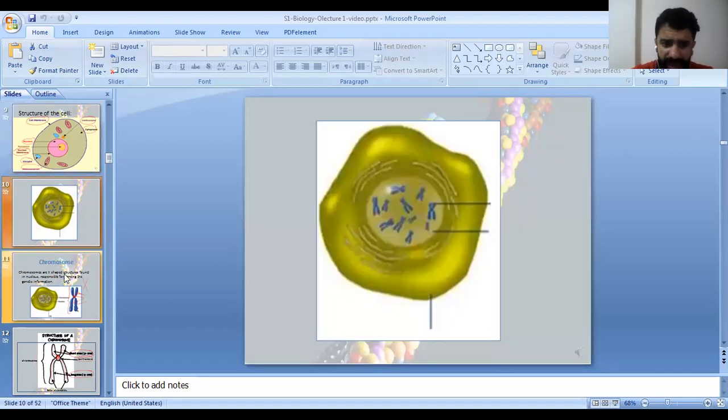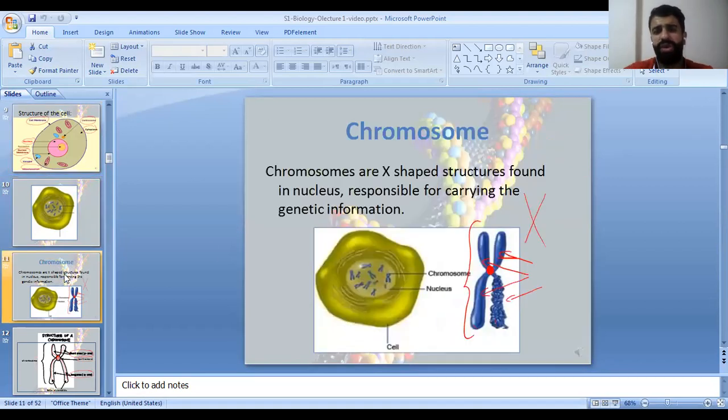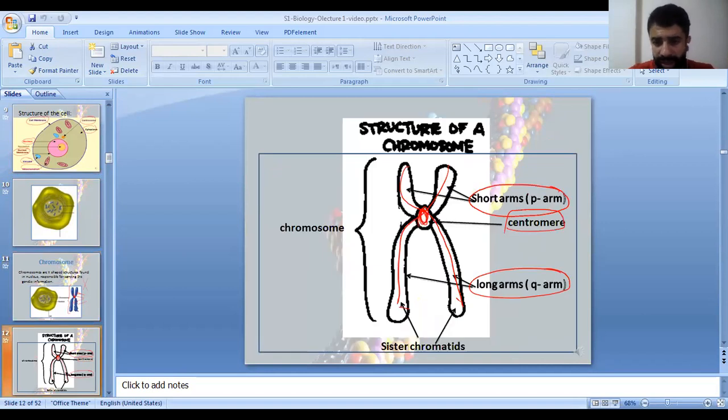So chromosomes. What are the chromosomes? Chromosomes are X-shaped structures that are found in the nucleus, and they are responsible for carrying genetic information. So these are the chromosomes, X-shaped structures found in the nucleus and responsible for carrying genetic information.